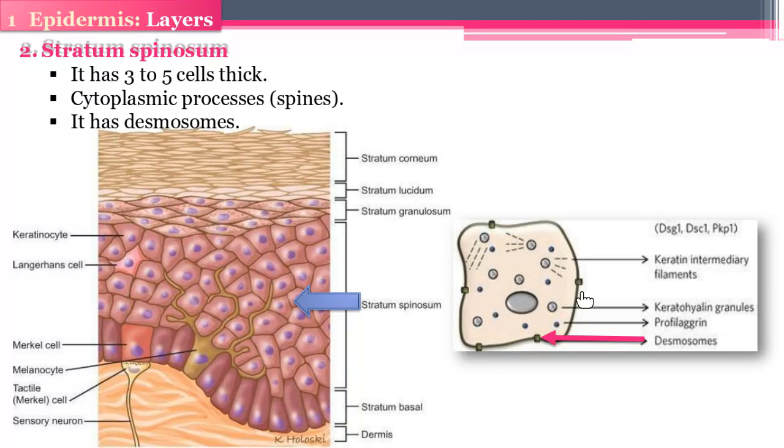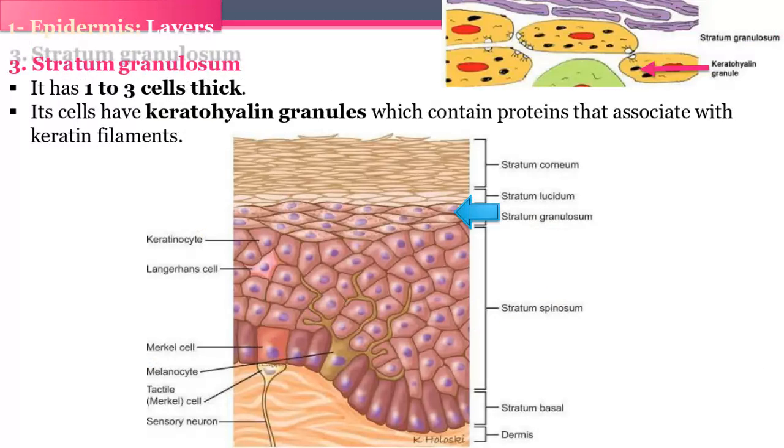Moreover, it has cuboidal cells and they contain different keratin intermediate filaments. Okay, this is the typical presentation of an individual cell of the stratum spinosum. This is how it will be present, around 3 to 5 cell layers thick, composed of cytoplasmic processes and having desmosomes all around. This is the second layer of the epidermis. Let us see the next layer, that is the stratum granulosum.